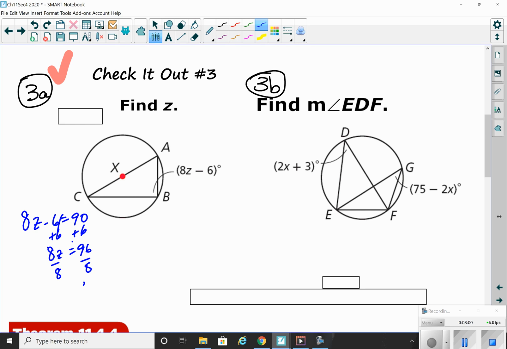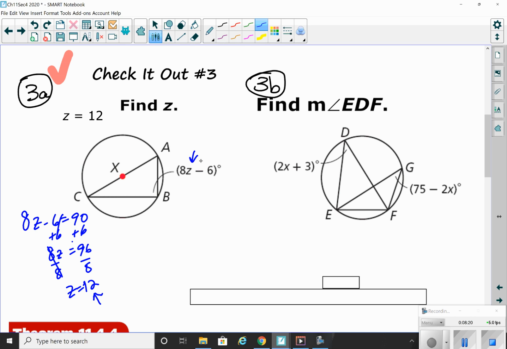96 divided by 8, I'm going to come up with, I believe, 12 for Z. Let me just double check my answer. Yes, they might even take this a step further. They might ask us to find the measure of that angle, but we know that it would be 90. So a quick double check, if you plug that in, we should get 90 if we plug it back in.